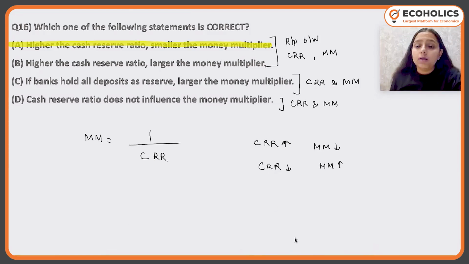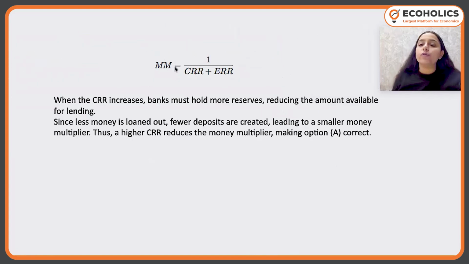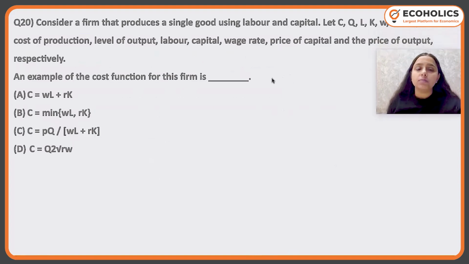I hope it's clear. Now you can also have a look at this detailed description of your money multiplier, the same which I have mentioned here. All right. Now, next to this, let's talk about question number 20.